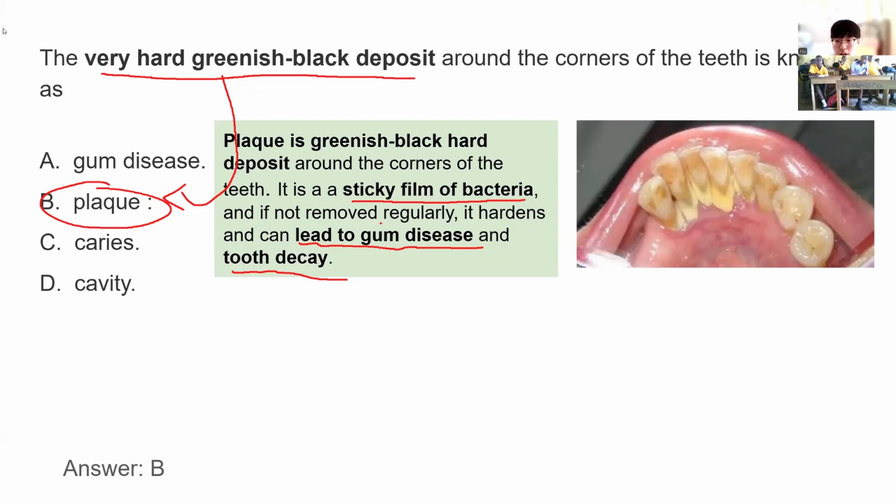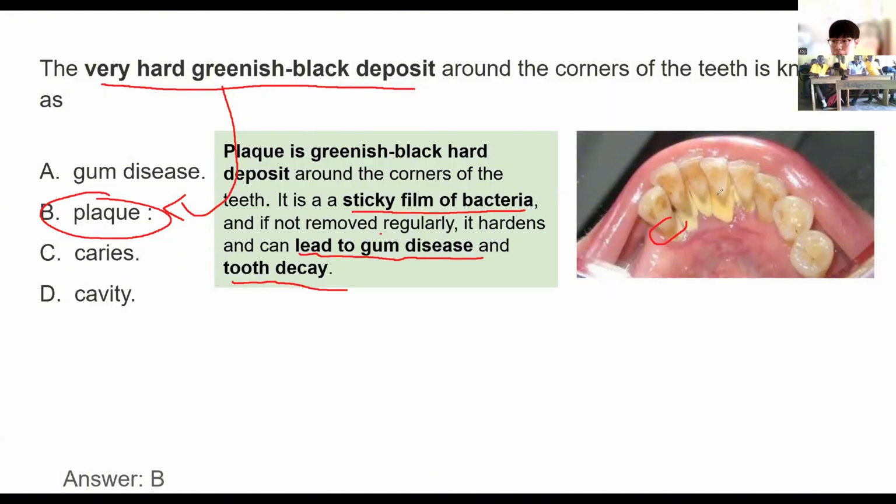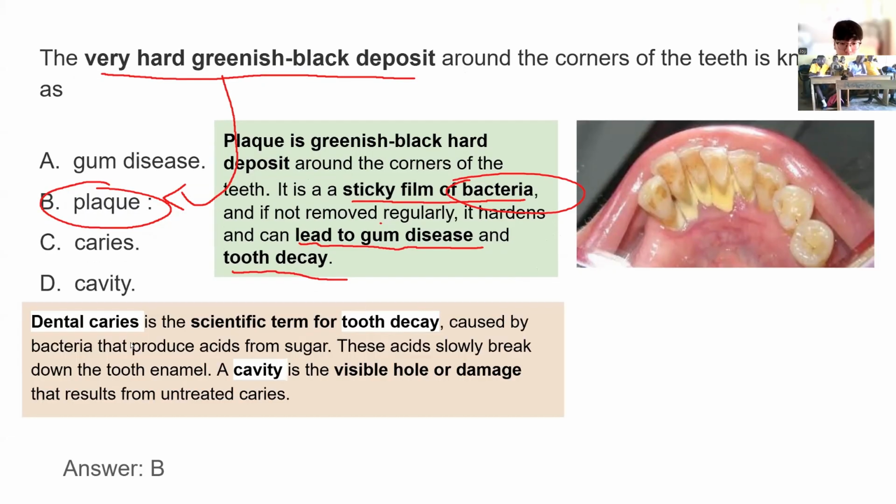So this is what a plaque looks like here. Everyone see this picture? On the side, you can see a lot of these greenish, yellowish deposits. All of those are plaques, and they are a sticky film of bacteria. This is all bacteria. That's what a plaque is.